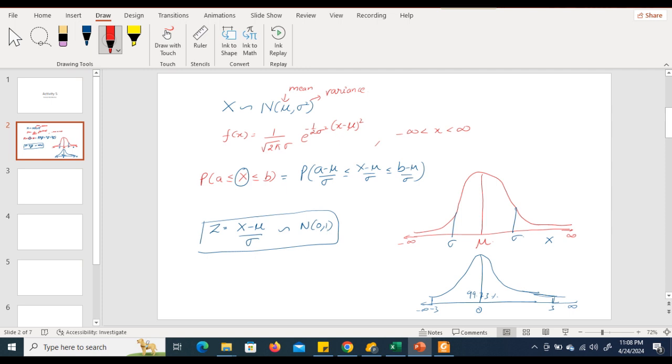If we name this part capital A and this part capital B, then this is equal to the probability that capital A is less than or equal to Z, which is less than or equal to capital B.